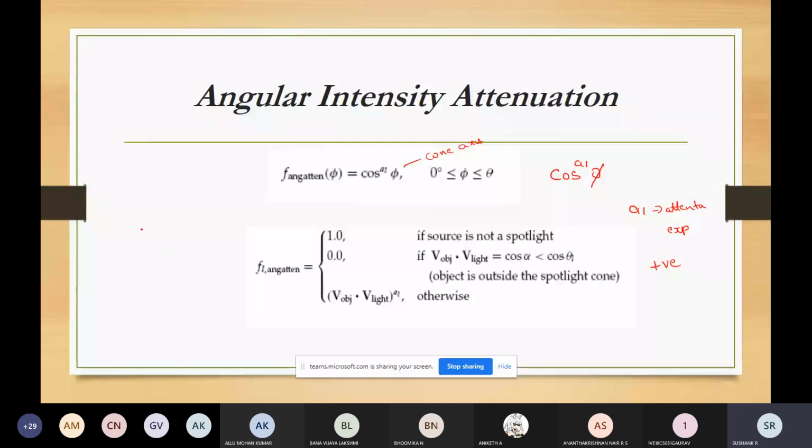Along the axis, phi will be 0. Phi will be 0 means you know that cos phi is 1, so you'll get the maximum value. Why 0? Because the phi is measured from the cone axis, so along the axis the phi will be 0. When the phi is 0, cos 0 will be 1. So that's why when phi is 0, this angular attenuation will be 1.